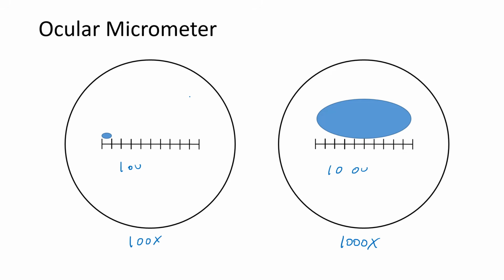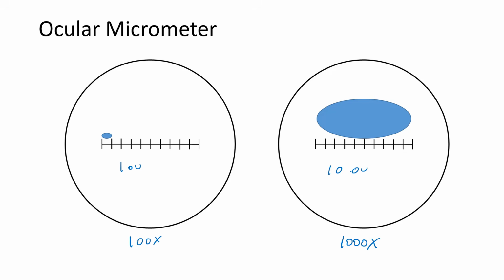So if we know the scale at 100x, then we have to use a different scale at a different magnification to determine the size of the specimen at different magnifications. And that's a fairly easy thing to do as long as we know the accurate scale at any one magnification. And there's ways in the laboratory that we would do this.